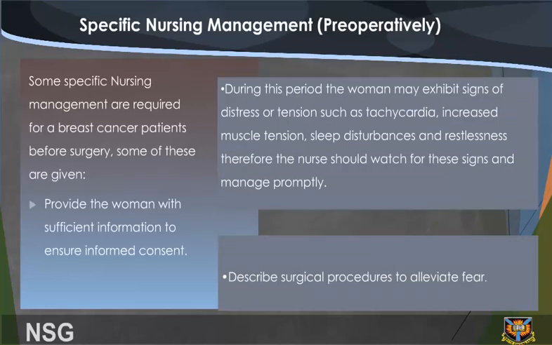Specific nursing management pre-operatively. Some specific nursing management are required for a breast cancer patient before surgery. Some of these are given. Provide the woman with sufficient information to ensure informed consent. During this period, the woman may exhibit signs of distress or tension, such as tachycardia, increased muscle tension, sleep disturbances, and restlessness. Therefore, the nurse should watch for these signs and manage promptly. Describe surgical procedures to alleviate fear.